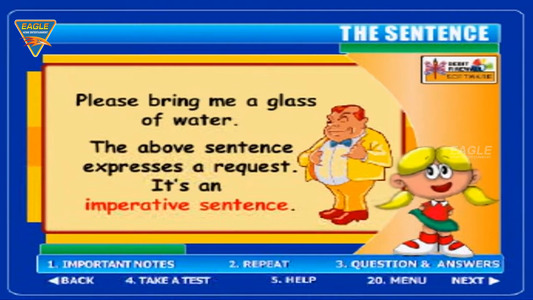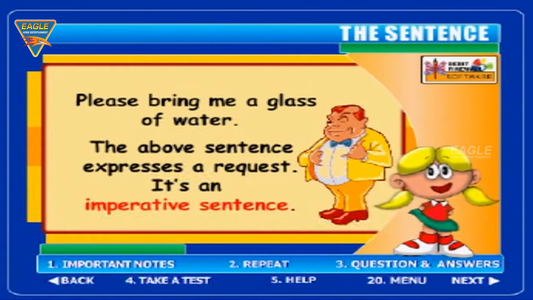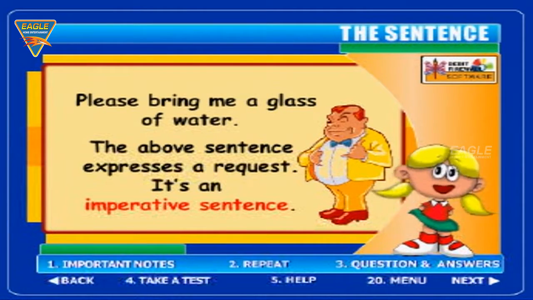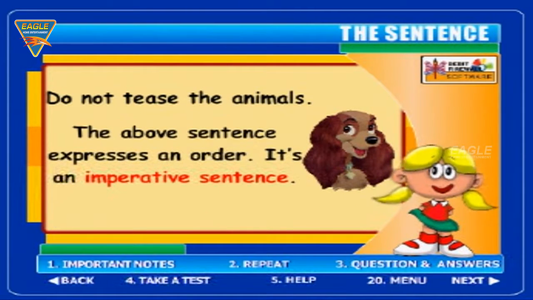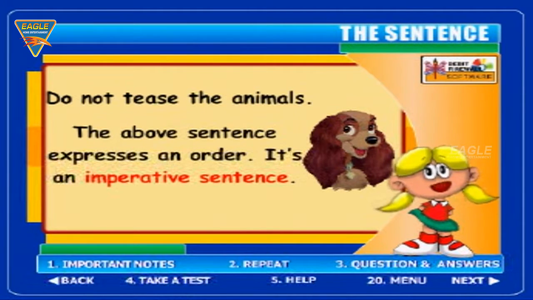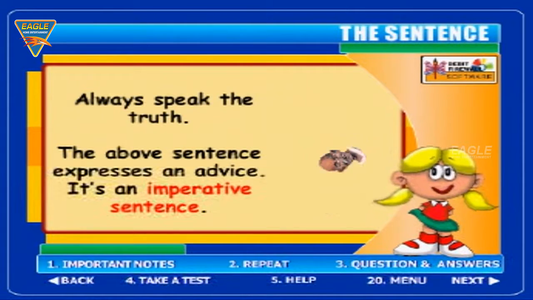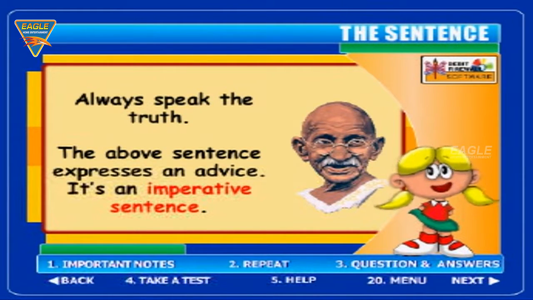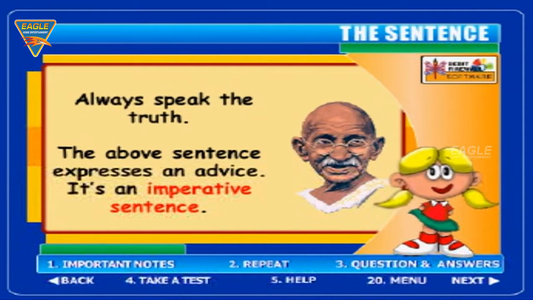Please bring me a glass of water. The above sentence expresses a request. It's an imperative sentence. Do not tease the animals. The above sentence expresses an order. It's an imperative sentence. Always speak the truth. The above sentence expresses an advice. It's an imperative sentence.